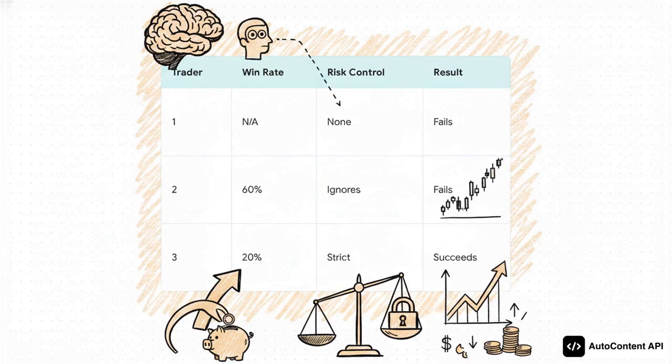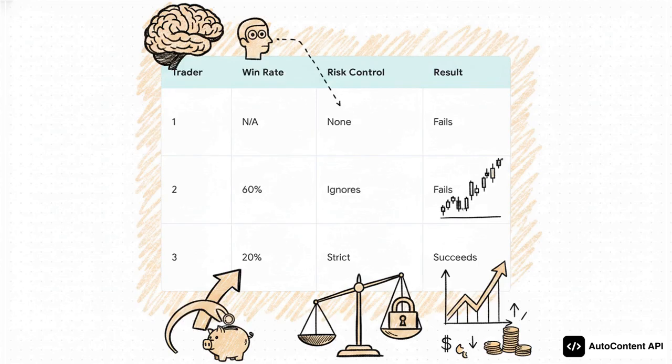Imagine three traders. The first knows the fundamentals, but has completely average execution. The second trader brags about this massive 60% win rate, but totally ignores risk. They just let losing trades run until their account is completely wiped out. But the third trader? This person only wins 20% of the time. But because they ruthlessly cut losses and totally optimize their risk to reward, they're the one virtually guaranteed to succeed.